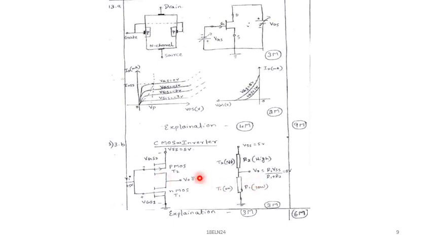For this diagram, it is 3 marks. Then conditions: VA is equal to 5 volt, VA is equal to 0 volt. What happens? You have to mention the working of that. That is explanation. So that is 3 plus 3. So total it is 6 marks. So this is about CMOS inverter.